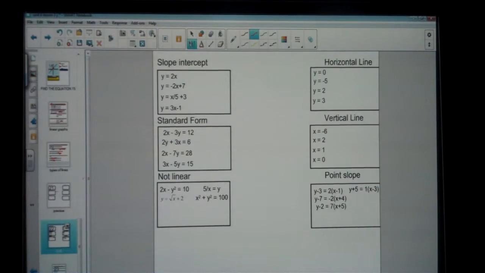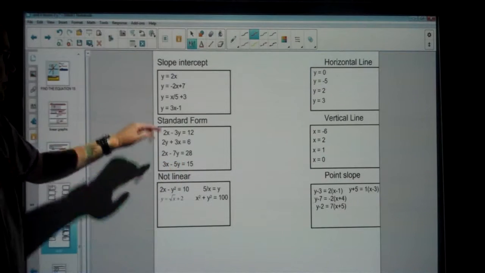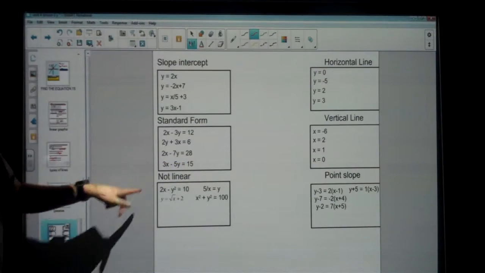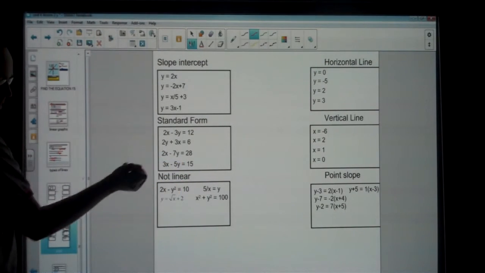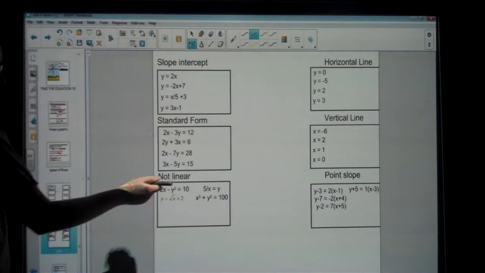So if you actually tried that exercise, this is what you would have found. All the ones that start with y equals, that's our slope-intercept. All the ones with x's and y's on the same side is standard form. The ones that are not linear, this is because this one's squared, which is not allowed. Squares are not allowed. Square roots are not allowed.